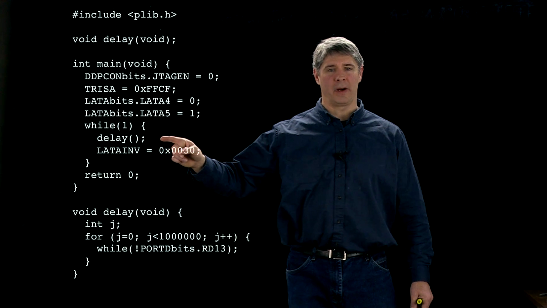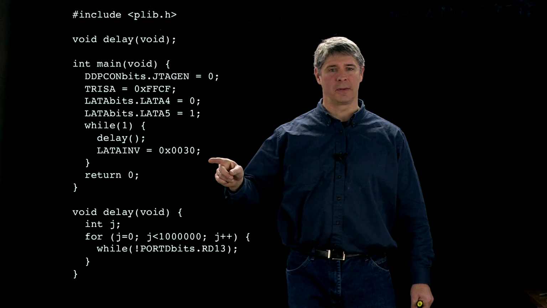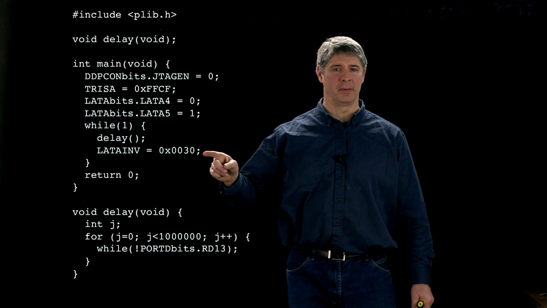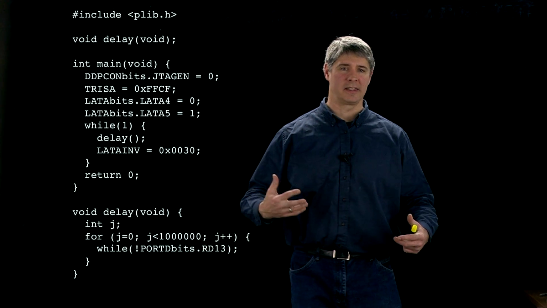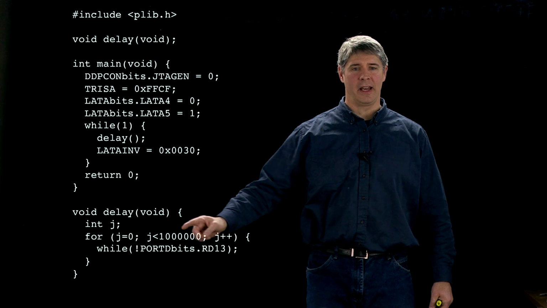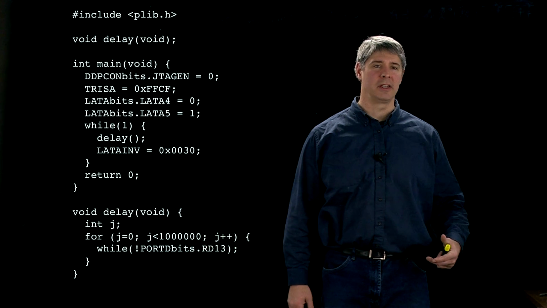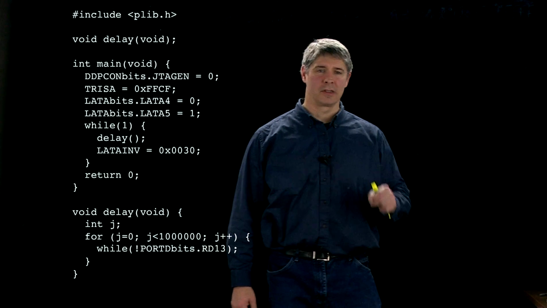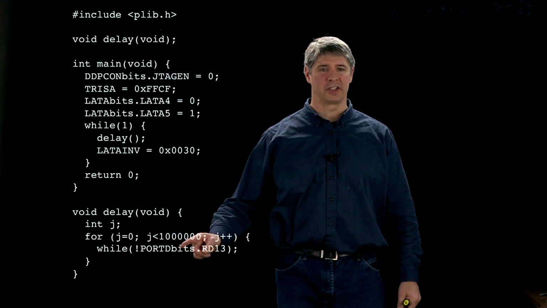Then we start by doing the delay, and then we simply change the value of this variable lat_a_inv. And that's it. That's all the program does. If you look down here at delay, the delay enters a for loop that it goes through 1,000,000 times. And each time it goes through that for loop, it does this while check.